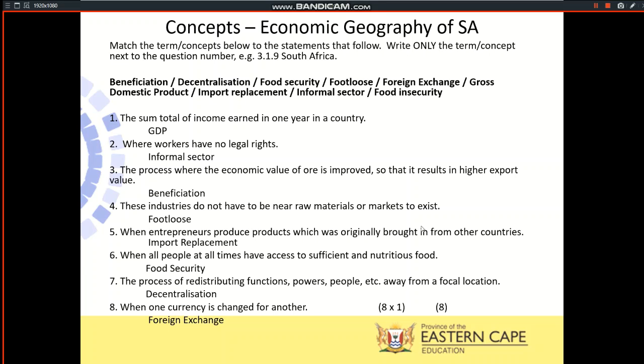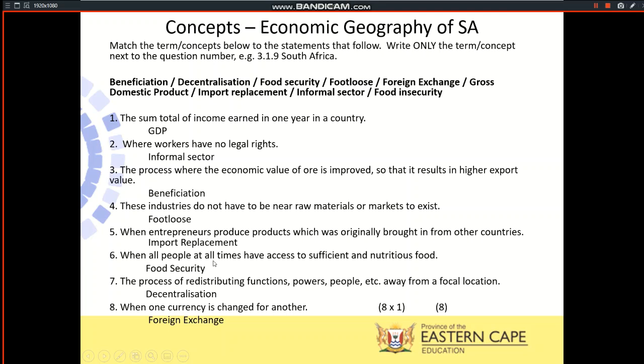The sum total of income earned in one year in a country: they speak of the GDP. So they give you all the concepts and you need to relate them to the statements, and you need to match them. Where workers have no legal rights, that's the informal sector. The process where the economic value of ore is improved so that it results in higher export value: beneficiation. These industries do not have to be near raw materials or markets to exist: footloose industries. When entrepreneurs produce products which were originally bought in from other countries: import replacements.